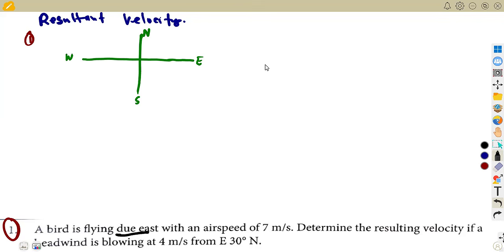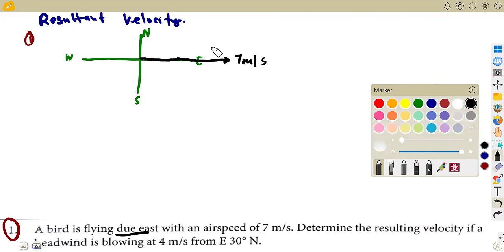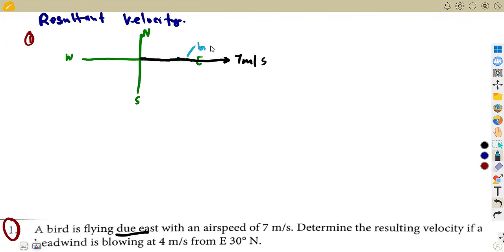Due east means straight in the east. Due south, straight in the south. It can be due north, straight to the north, or straight to the west, that is due west. But in this case, they are saying due east, so it is straight in the east line. So this is where the bird is flying, at 7 meters per second. So we've got our bird in this case. This is the bird. Okay, let's see.